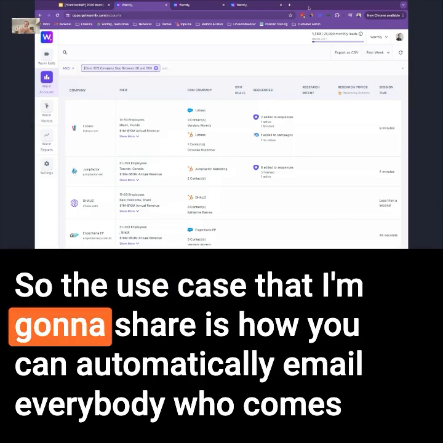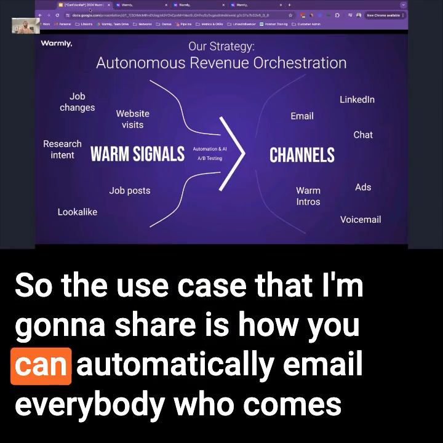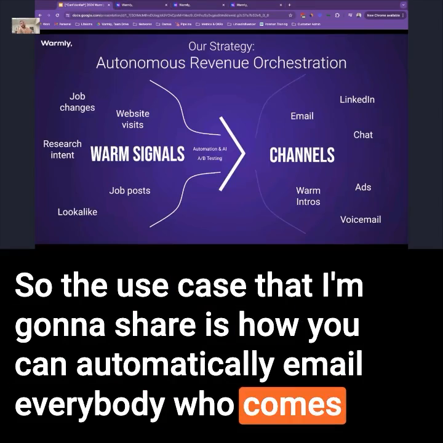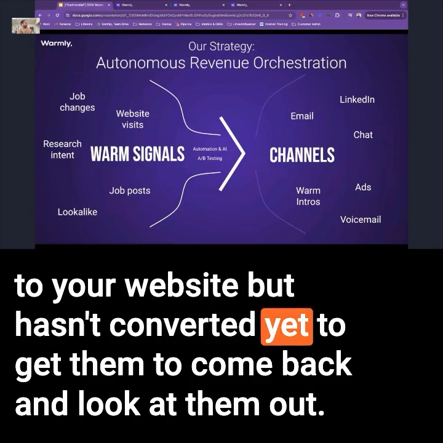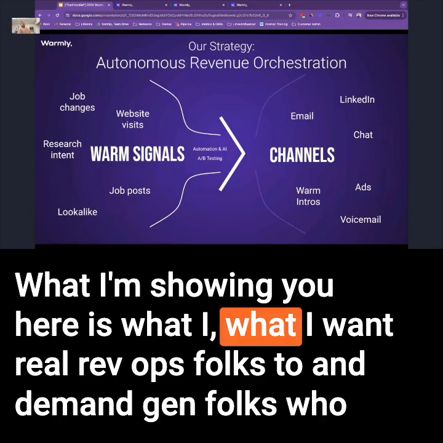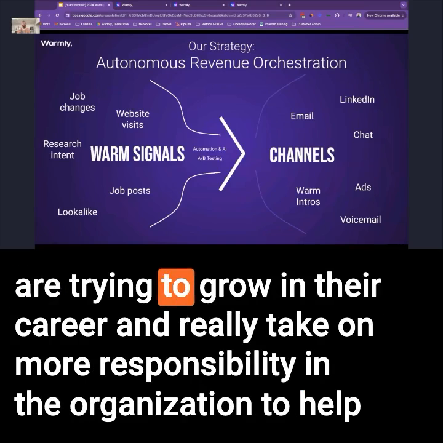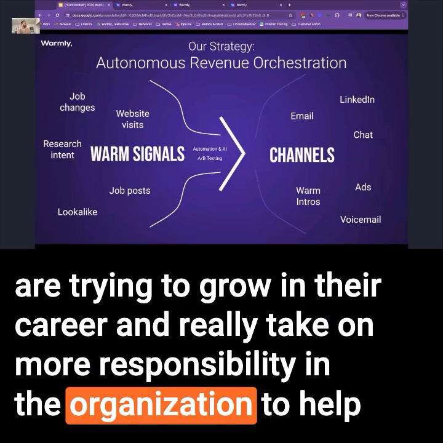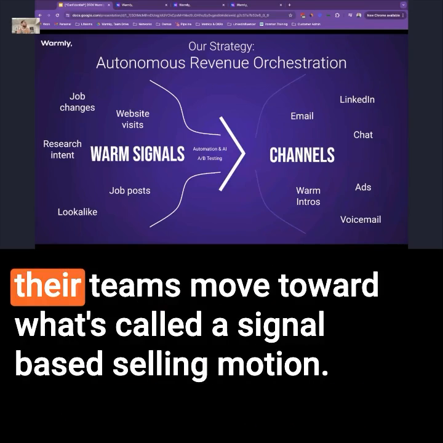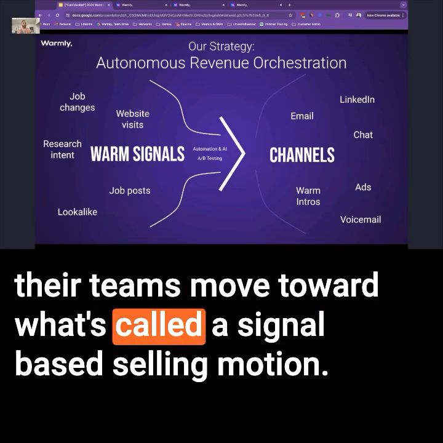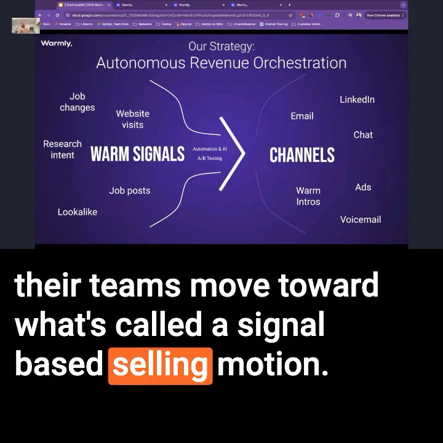So the use case that I'm going to share is how you can automatically email everybody who comes to your website but hasn't converted yet, to get them to come back and book a demo. What I'm showing you here is for RevOps folks and demand gen folks who are trying to grow in their career and really take on more responsibility in their organization to help their teams move toward what's called a signal-based selling motion.